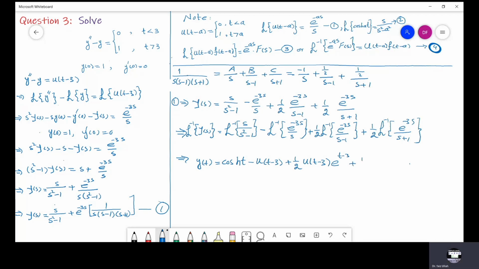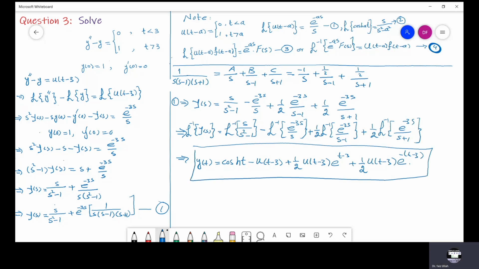Now plus 1 over 2 u of t minus 3, and again look at here, 1 over s plus 1. Inverse Laplace transform of 1 over s plus 1 is e power minus t. So we have to write e power minus of t minus 3. So that is the required solution of this problem. That's all.